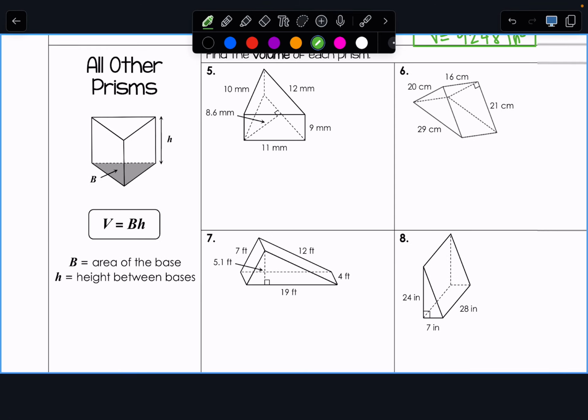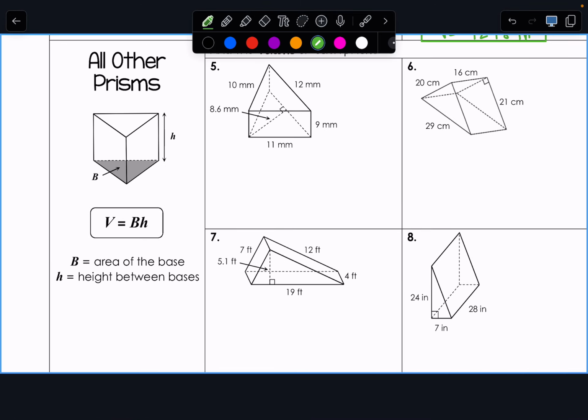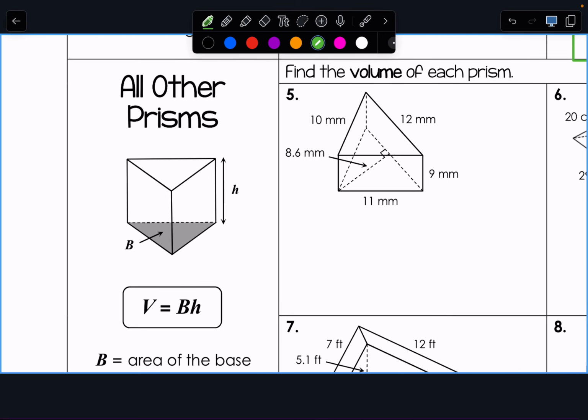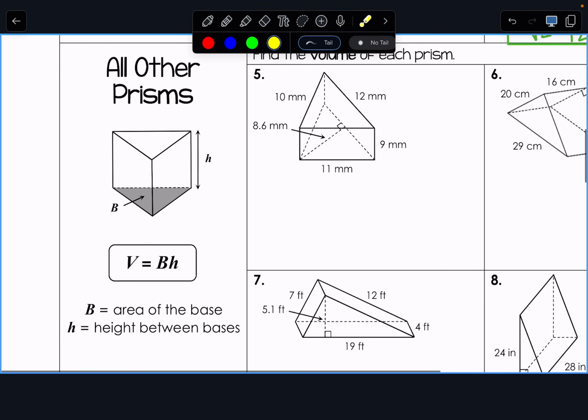Triangular prisms are the only other prism we're going to worry about. We're not going to worry about trapezoidal prisms. We won't worry about hexagonal, just triangular prisms. So any prism we want to find the volume of, we want to find the area of the base times the height of the prism.